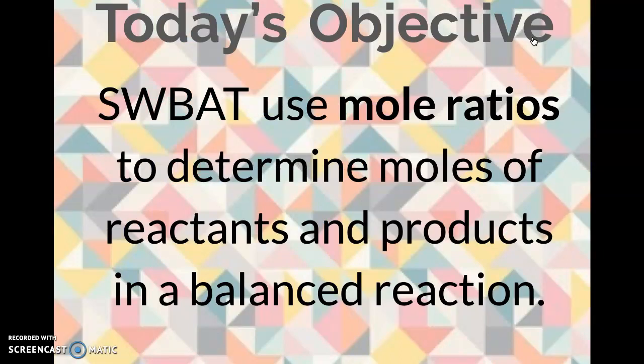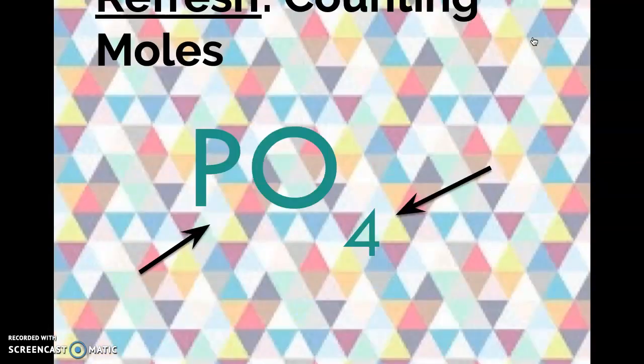Today's objective: students will be able to use mole ratios to determine moles of reactants and products in a balanced reaction. So make sure that you review how to balance a reaction. Remember, for a reaction to be balanced, the number of atoms of a specific element on the reactant side must be equal to the number on the product side.